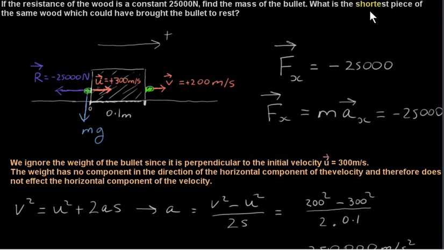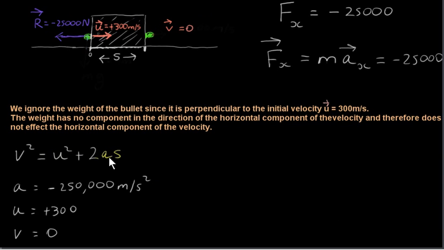In the next question, we want to find the shortest piece of the same wood which could have brought the bullet to rest. So if the bullet is brought to rest, we want v to be 0 when the bullet emerges. So we just go back and use this formula again. a is minus 250,000. The acceleration of the bullet is pointing to the left because the bullet is decelerating, slowing down as it passes through the block. The acceleration is in the same direction as the resultant force. The initial velocity is positive.